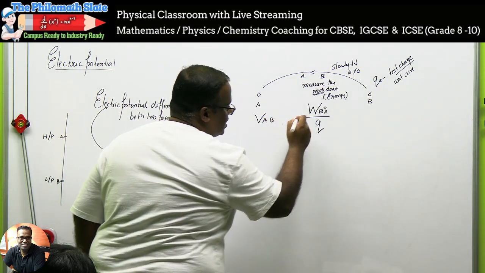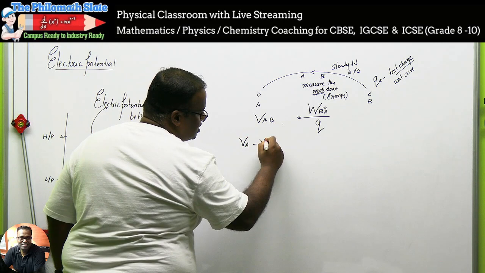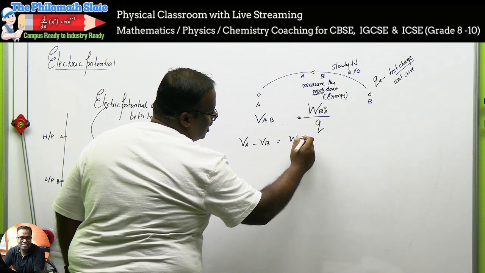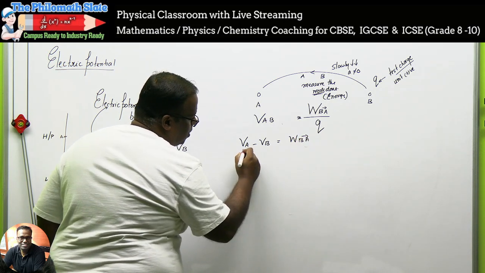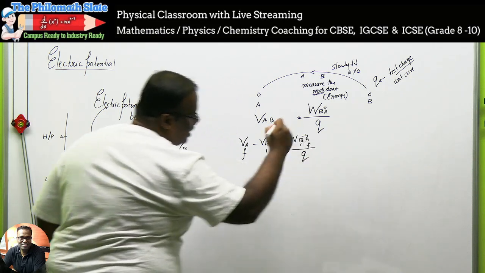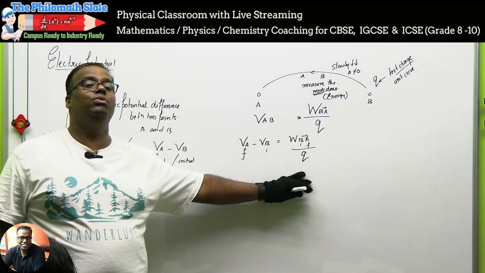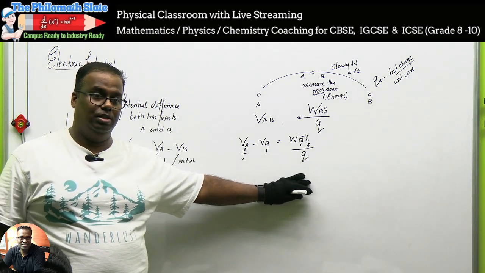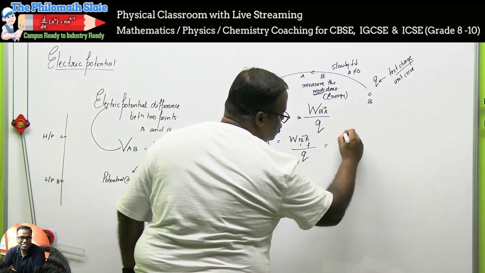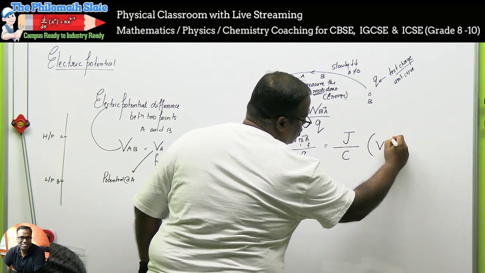This is what physics says. In other words, I can write final minus initial is equal to WBA divided by the charge. कहां से कहां मूव किया? इनिशियल से, देखो कोई प्रॉब्लम नहीं है. This is final, this is initial. You moved it from initial to final, divided by the value of the charge. This thing is known as potential difference, electric potential difference. How do we measure it? Work will always be in joules, charge will always be in coulomb. This unit is known as volt.